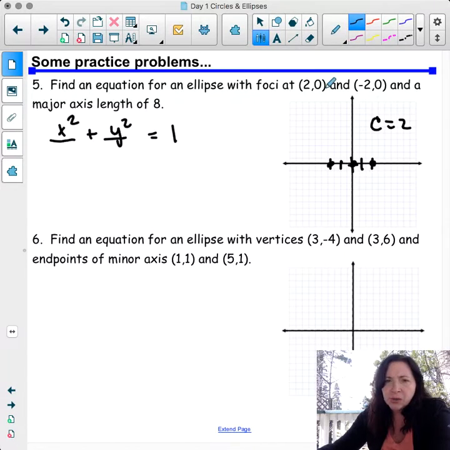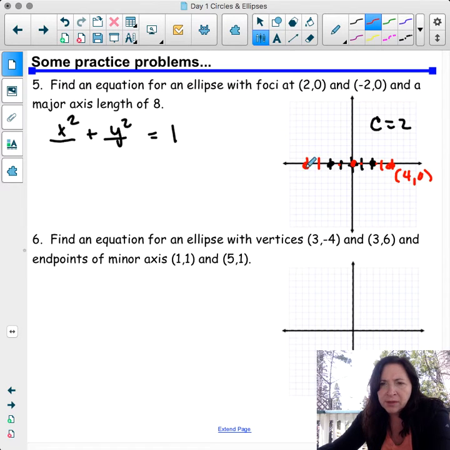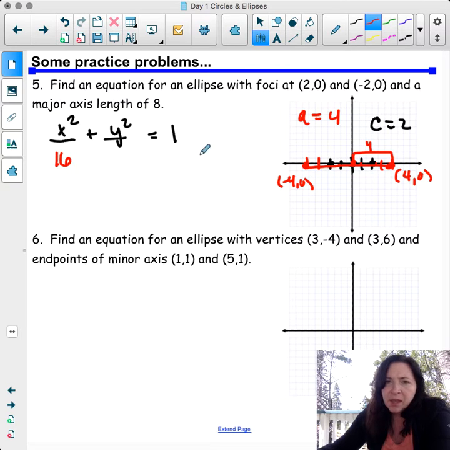Now I know that c is 2. I also have a major axis of 8, and that has to be on the same axis as my focal points. If my major axis is 8, that's the whole length. So I'm going 1, 2, 3, 4 in the right direction, which is (4, 0), and 1, 2, 3, 4 in the left direction, so (-4, 0). My major axis from here to here is 8, but a, which is this distance here, is 4. So in the x direction, if a is 4, a squared on the bottom is going to be 16.